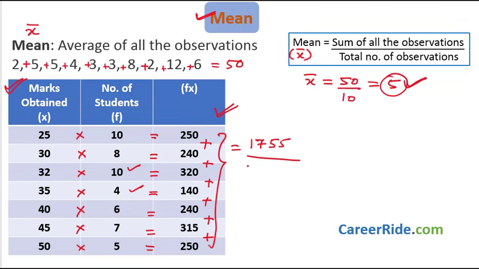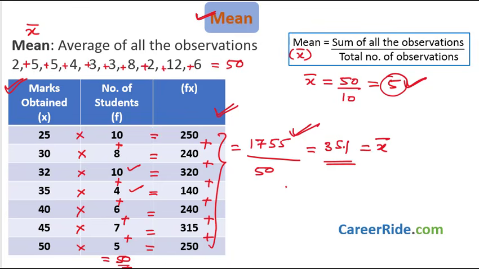And how many total students are there? I'm trying to find the mean marks, right? So it will be divided by the total number of students in the class. So it is 10 plus 8 plus 10 plus 4 plus 6 plus 7 plus 5. This is going to give me a total of 50 students, right? So the total marks divided by the total number of students, that is 50, is going to give me 35.1. This is the mean marks obtained by this class.